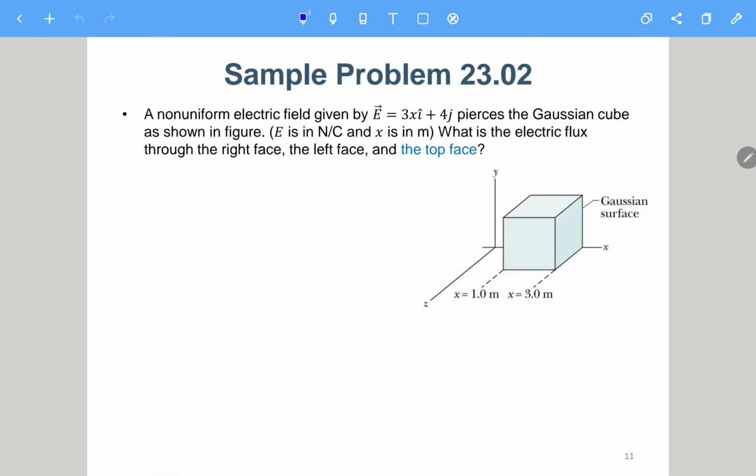Okay, so for the third one, the top surface, dA is pointing upward. So dA times, this is the y-axis, the positive y-axis. Positive y-axis means j hat, j hat.